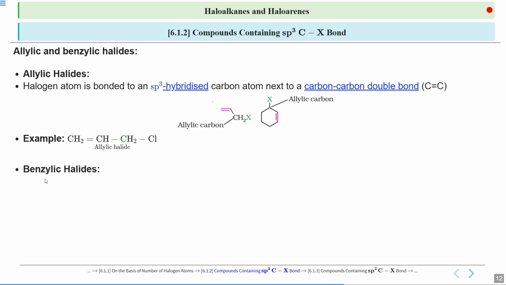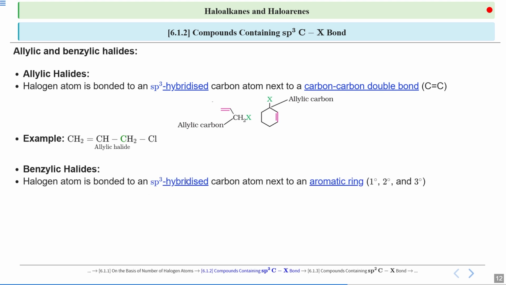Now let's talk about the third category, that is benzylic halide. As the name says, it includes benzene. Halogen atom here is bonded to an sp3 hybridized carbon atom which is next to an aromatic ring. It is simple, right? So don't forget that we are still talking under the category of compounds containing sp3 carbon halogen bond. Okay? So in the benzylic halides, the halogen is bonded to a sp3 hybridized carbon atom, and that carbon atom is directly bonded to an aromatic ring, and it can form primary, secondary or tertiary structure.